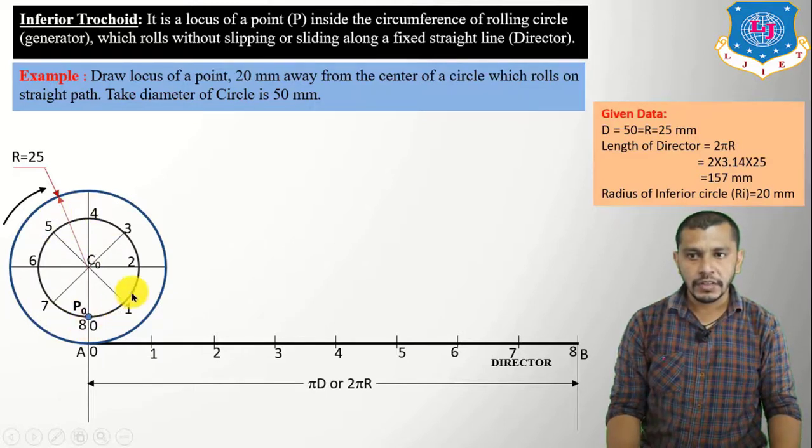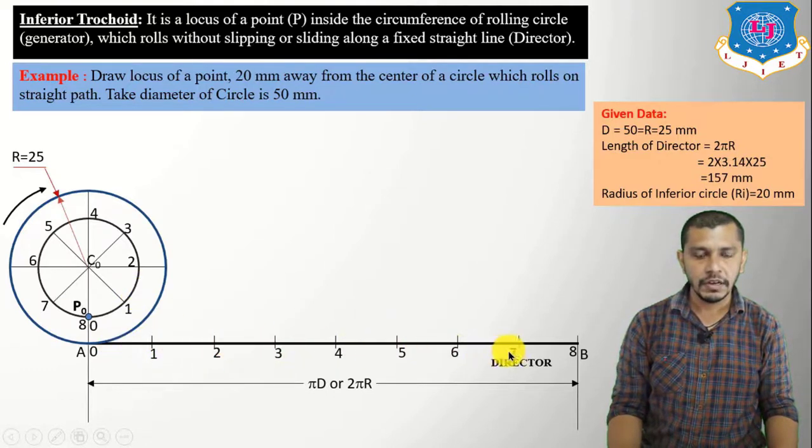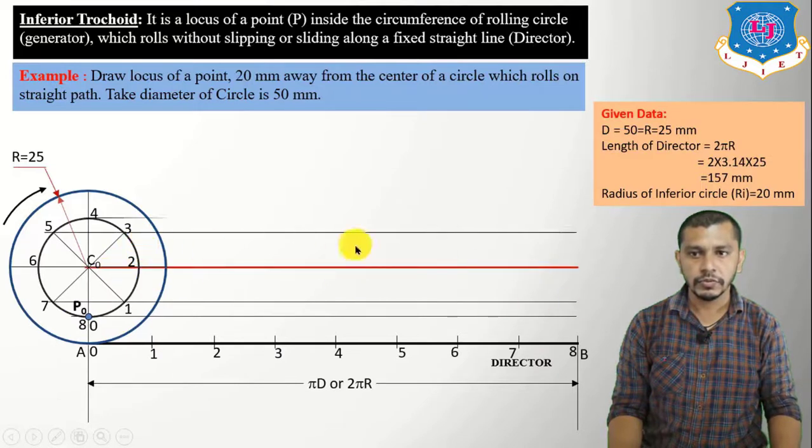After marking the points on the inferior circle, now draw lines parallel to the line of the director from the points of the inferior circle. So from 1, 2, 3, 4, 5, 6, 7, draw lines parallel to the line of the director.